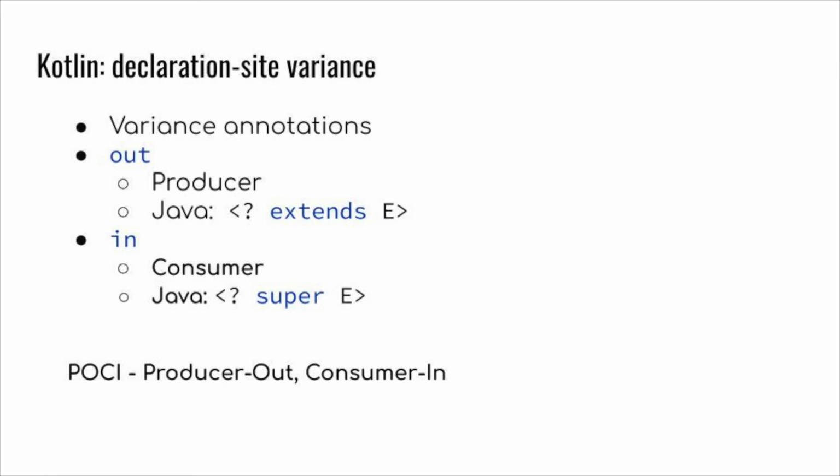So all these keywords are called variance annotations. So there is invariance, covariance, contravariance. And if we want to explain it to our compiler, we should use different keywords for different languages. In Kotlin, they are out, which means that our type is a producer. And we can use another keyword, in, which means that our type is a consumer. And again, the creators of the Kotlin language created another mnemonic rule. This is how you can easily remember which keyword to use when.